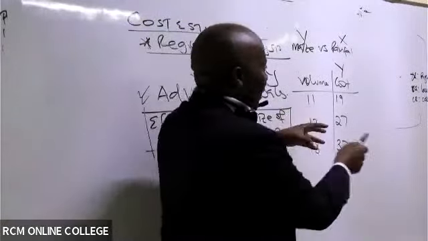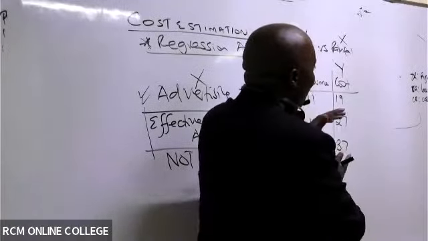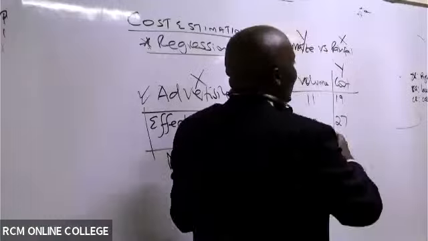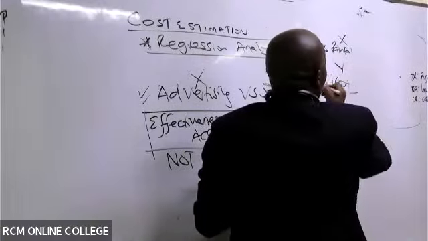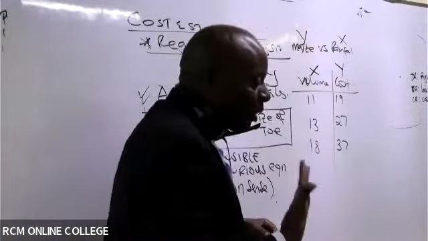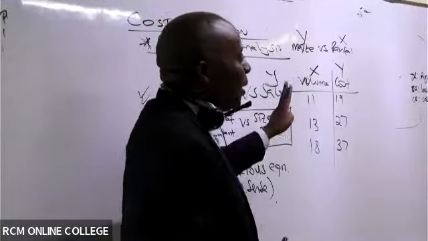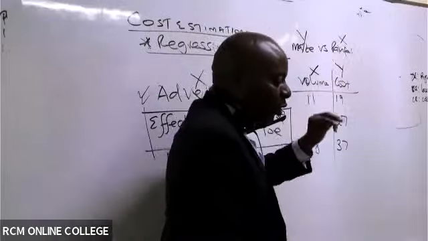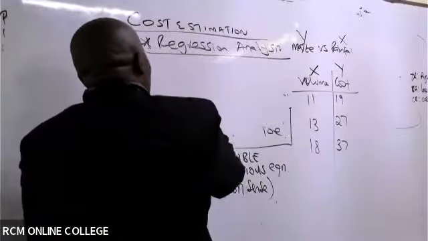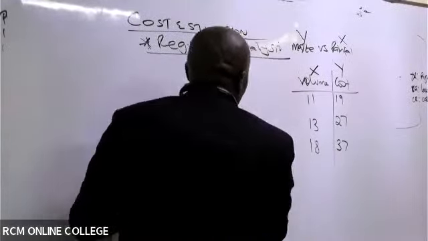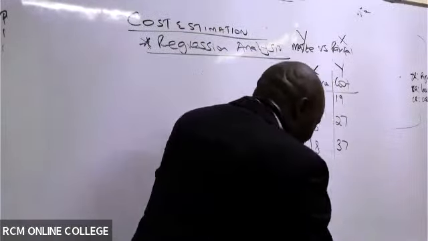These ones are connected, because the more we produce in volume, the more the cost we expect. So automatically the cost is the one that is being influenced. So cost goes to Y, volume becomes what here? X. And for me to be able to do regression of this, I must introduce two additional columns. Do you know them? XY and the X what here? Squared. Thank you so much.